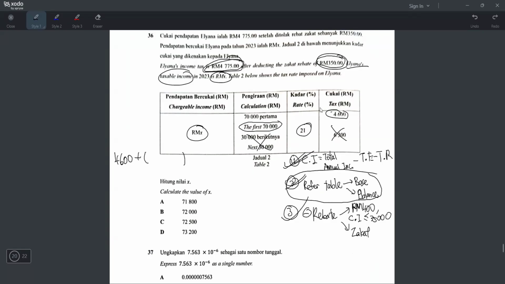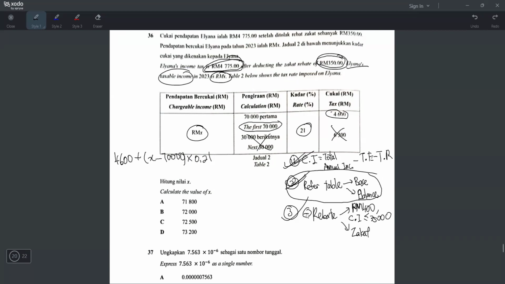The cukai baki will be the chargeable income X minus the 70,000, because this 4,600 is only for the first 70,000, right? So you have to minus 70,000 and then times 21%, right? So I repeat, the 4,600 is the base tax, the cukai dasar, and the rest here is the cukai baki. And how to get the balance? The cukai baki, you take the chargeable income minus the first 70,000, and then the remaining times the percentage, right? Okay, this is how you do step 2.